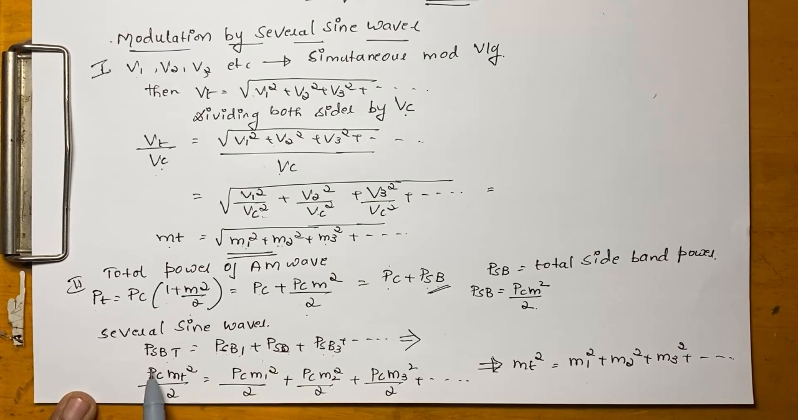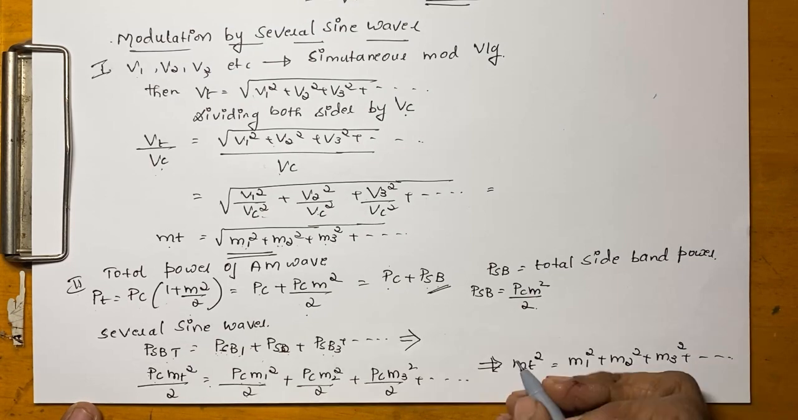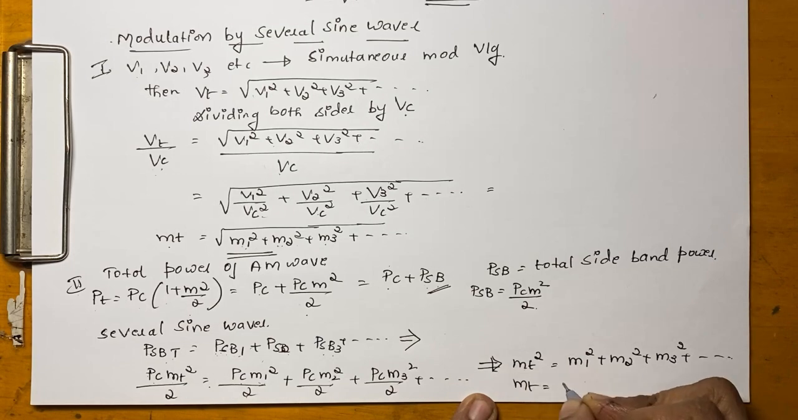This can be rewritten as Pc into Mt square divided by 2, which is equal to, again substituting here, PSB1 is written as Pc M1 square, that is the first sine wave, this is the first modulation index, divided by 2, plus Pc M2 square divided by 2 and so on. So here Pc and 2 will get cancelled. Therefore, this equation reduces to Mt square is equal to M1 square plus M2 square plus M3 square, or Mt is equal to root of M1 square plus M2 square plus M3 square.